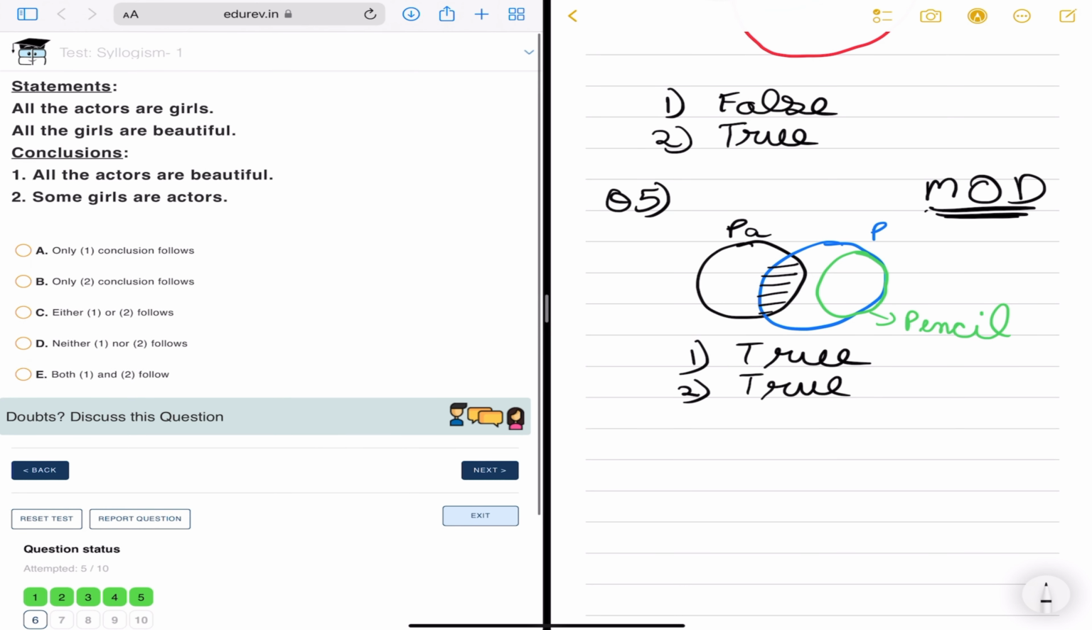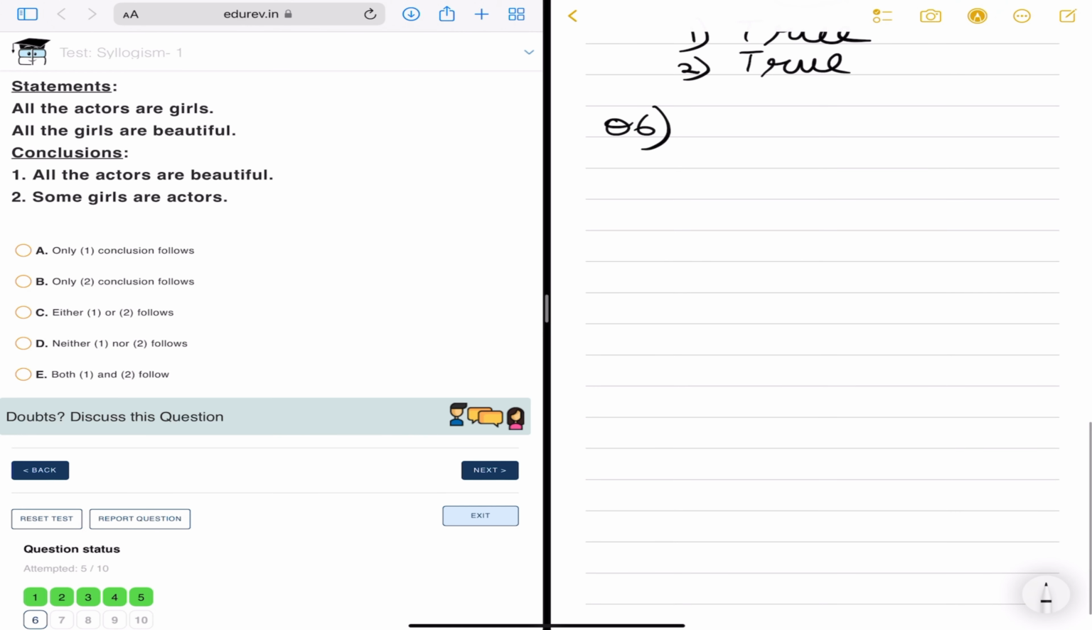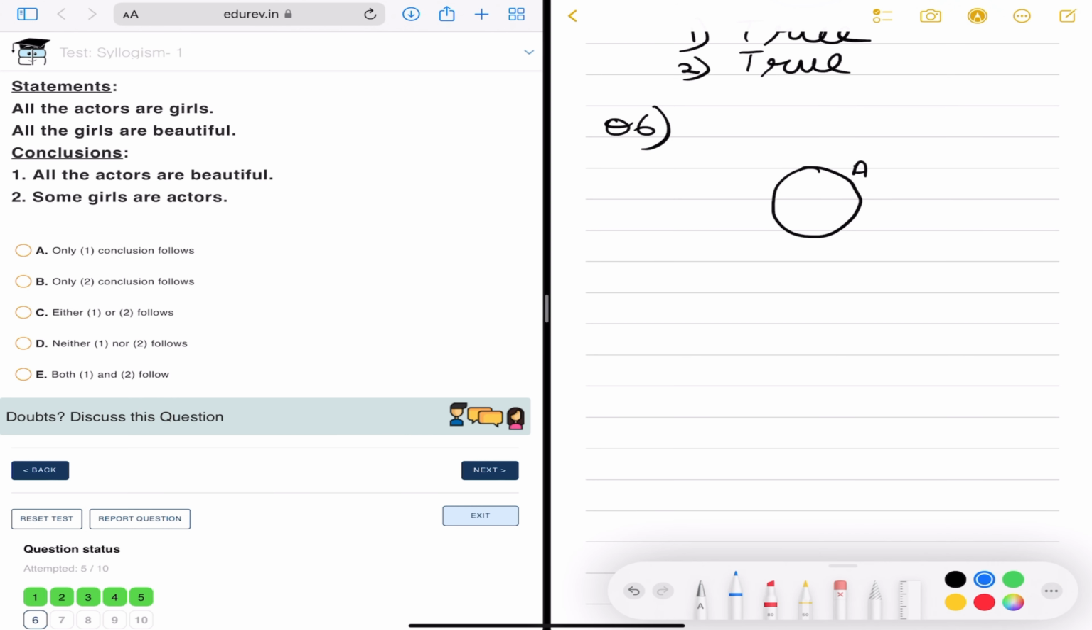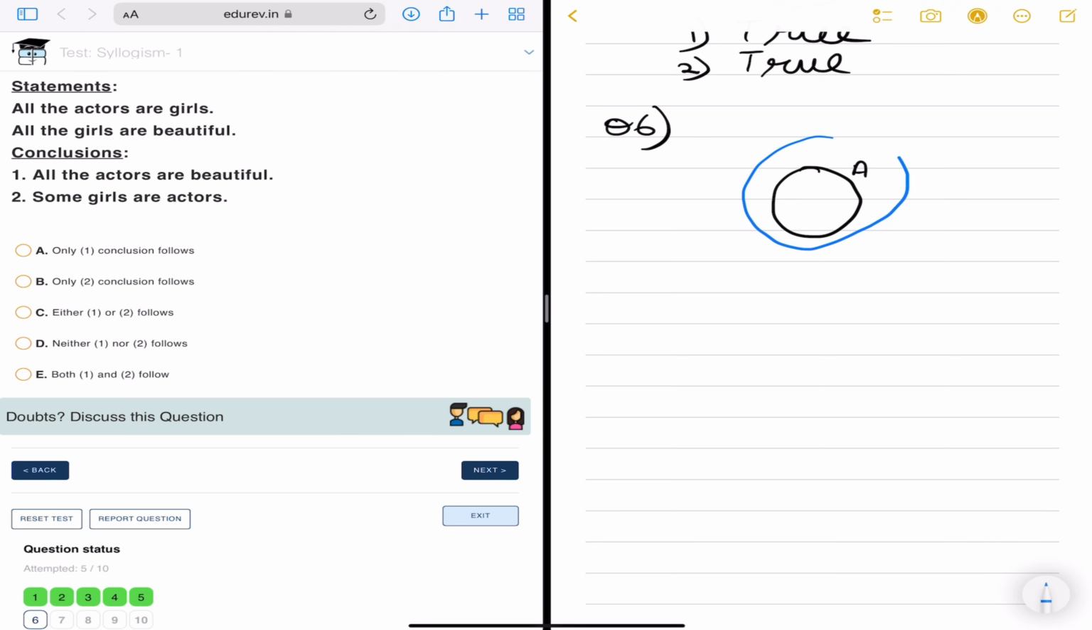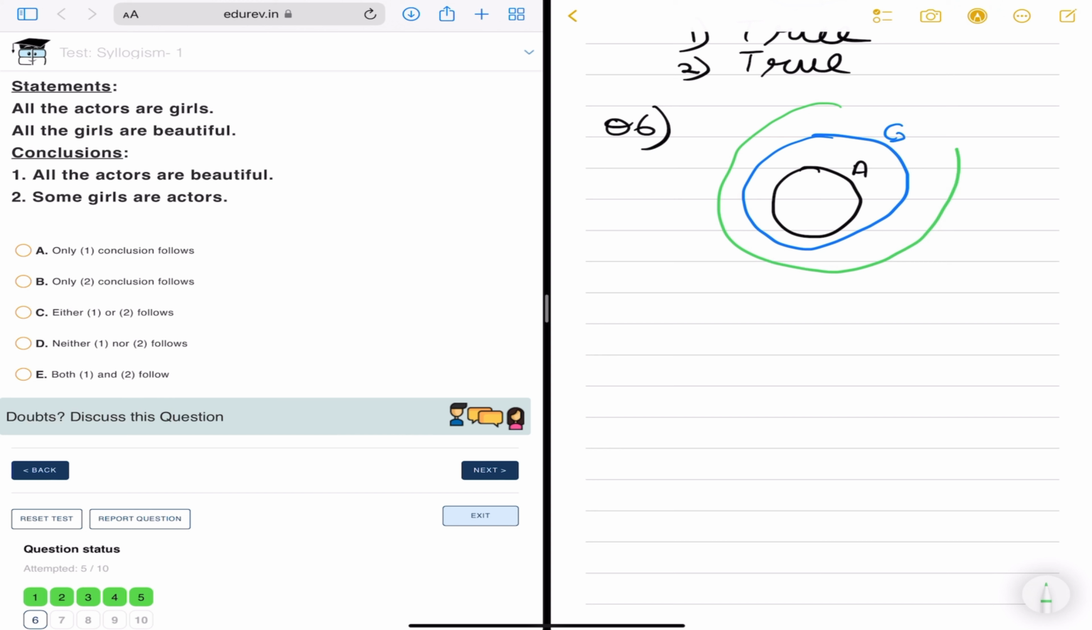Now let's look at question number 6. For question number 6, it states all the actors are girls. So it states that all of the actors are girls. So here is our actors and all of these actors, as we now know, are girls. Now it states that all the girls are beautiful. So all of the girls are beautiful. Okay, great. Now let's look at the conclusions.